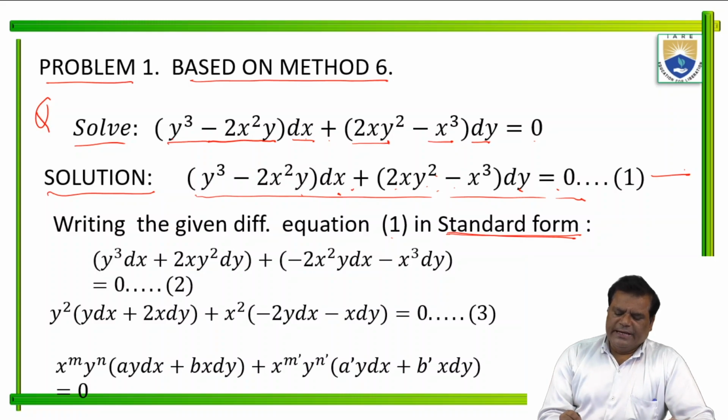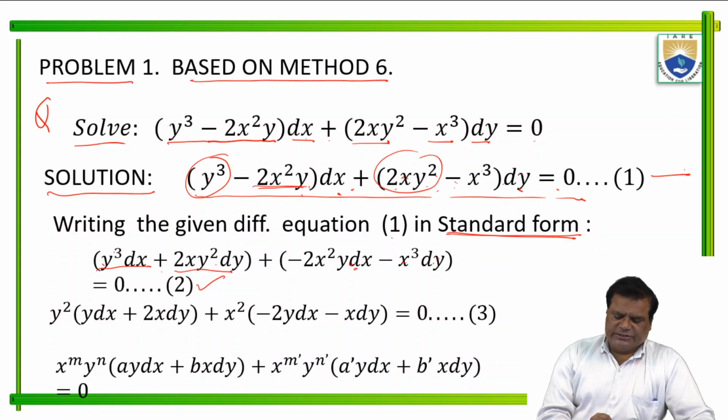So how can we write this? The first term is y cube dx, and the second term is 2xy square dy. So y cube dx plus 2xy square dy, plus, from the next terms, minus 2x square y dx and minus x cube dy, equal to 0. This is equation 2.